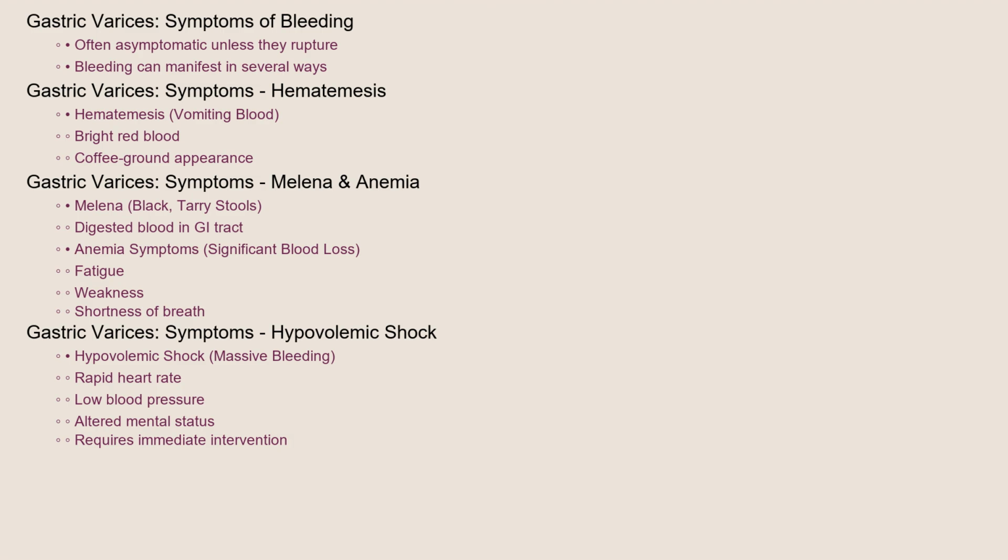Bleeding from gastric varices can manifest in several ways. Hematemesis, which is vomiting blood, is a common sign. The vomited blood may appear bright red or have a dark, coffee ground-like appearance. Melena, or black tarry stools, indicates that blood has been digested in the gastrointestinal tract. In severe cases, significant blood loss can lead to symptoms of anemia such as fatigue, weakness, and shortness of breath. If the bleeding is massive, it can cause hypovolemic shock, characterized by a rapid heart rate, low blood pressure, and altered mental status requiring immediate medical intervention.